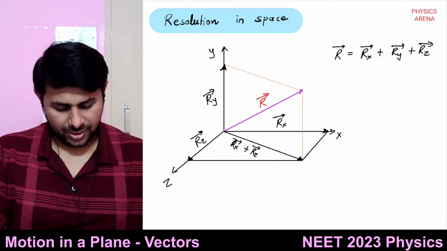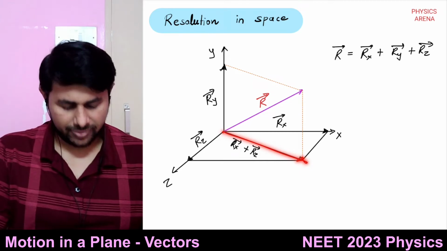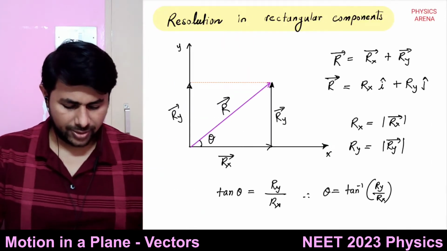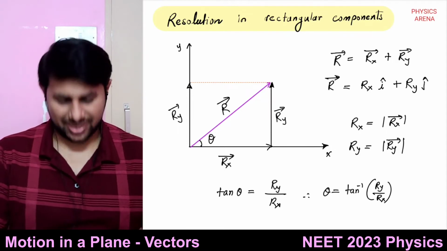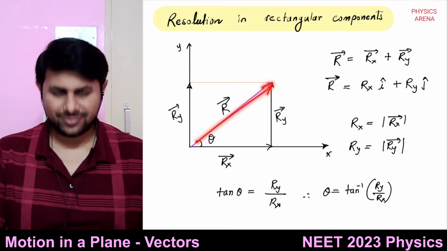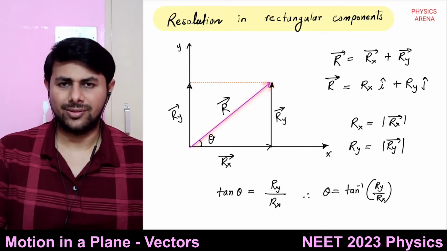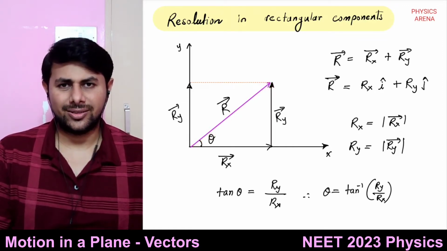How much would be the magnitude of this vector? How do we find the magnitude? How much would be the magnitude of this resultant? We found the direction, right? How much would be the magnitude? How much would be the length?